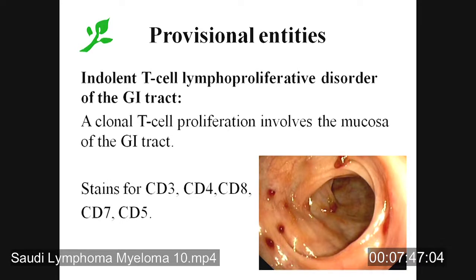In histology, you cannot see destruction of the glands, only infiltration of clonal T cells. It is stained for most of the T-cell markers. It usually does not respond to chemotherapy.